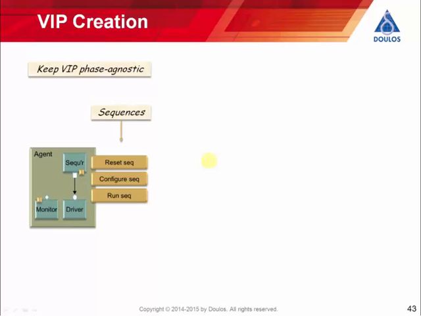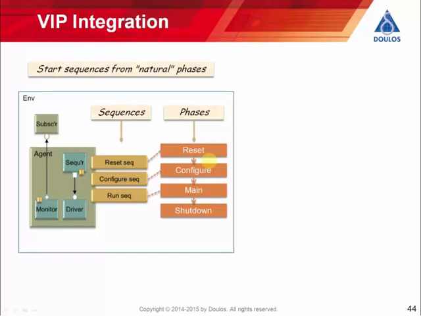Runtime phases only come in when you start building environments around those envs. So suppose you integrate your verification IP into an environment and you want to call those sequences. You've then got a choice. You could write a virtual sequence to call each of these sequences in the appropriate order, or you could make use of the runtime phases.